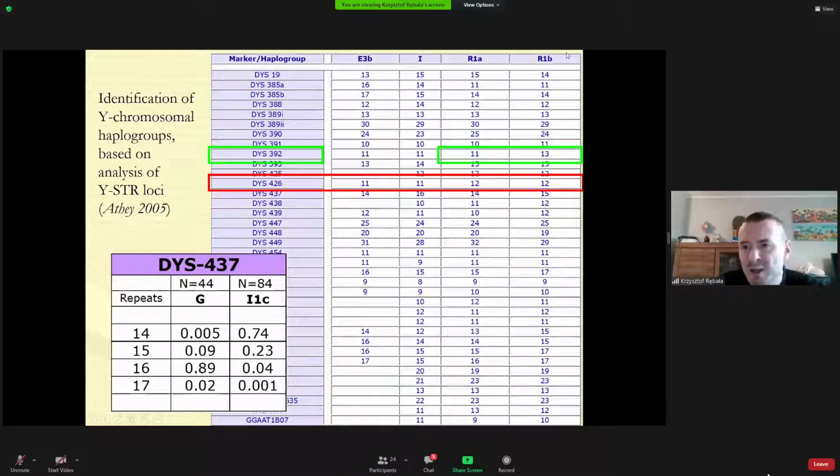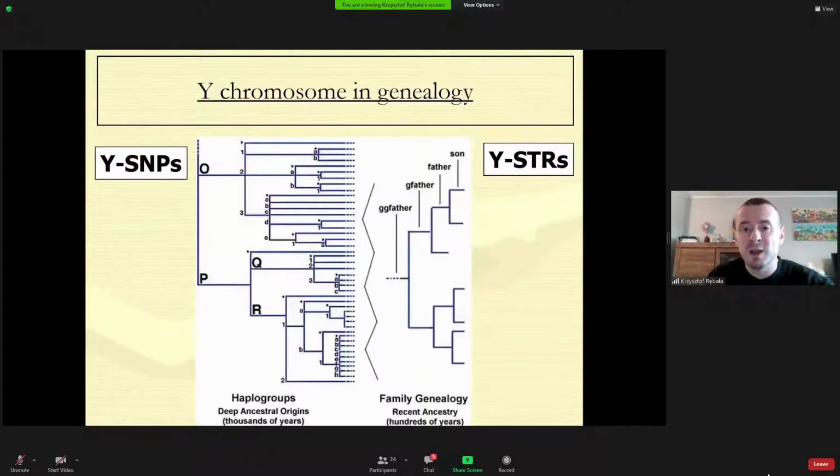Of course, this estimation of probability of haplogroup assignment is based on statistics, on Bayes theorem. So of course proper computer software is used for assigning different YSTR haplotypes to different haplogroups.